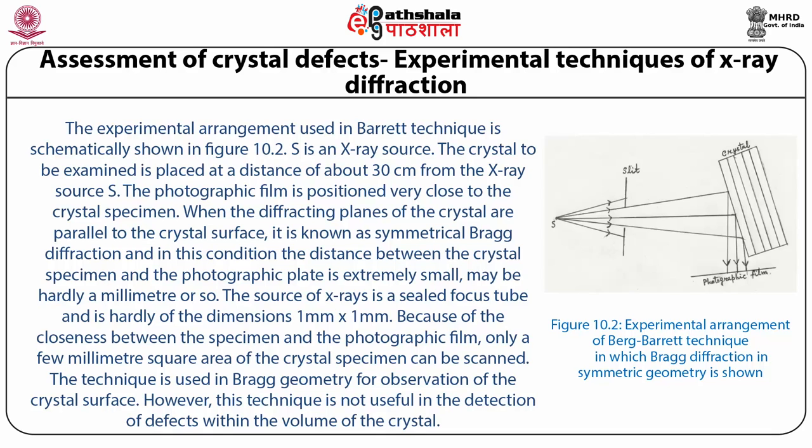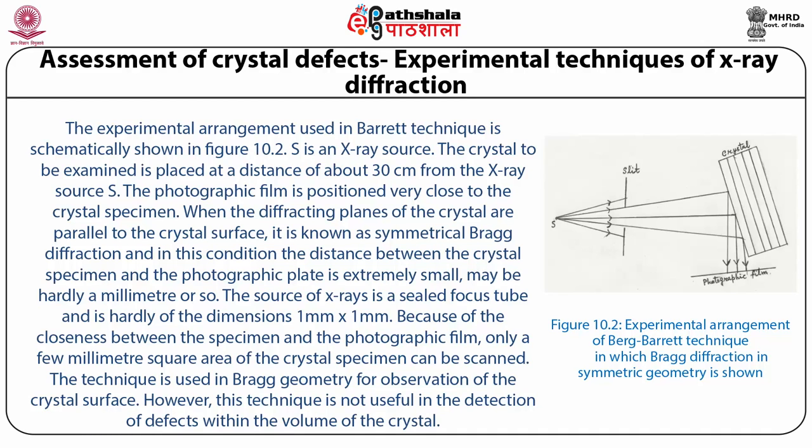When the diffracting planes of the crystal are parallel to the crystal surface, it is known as symmetrical Bragg diffraction. In this condition, the distance between the crystal specimen and the photographic plate is extremely small, maybe hardly a millimeter or so. The source of X-rays is a sealed focus tube and is hardly of the dimensions 1 mm by 1 mm. Because of the closeness between the specimen and the photographic film, only a few millimeter square area of the crystal specimen can be scanned.